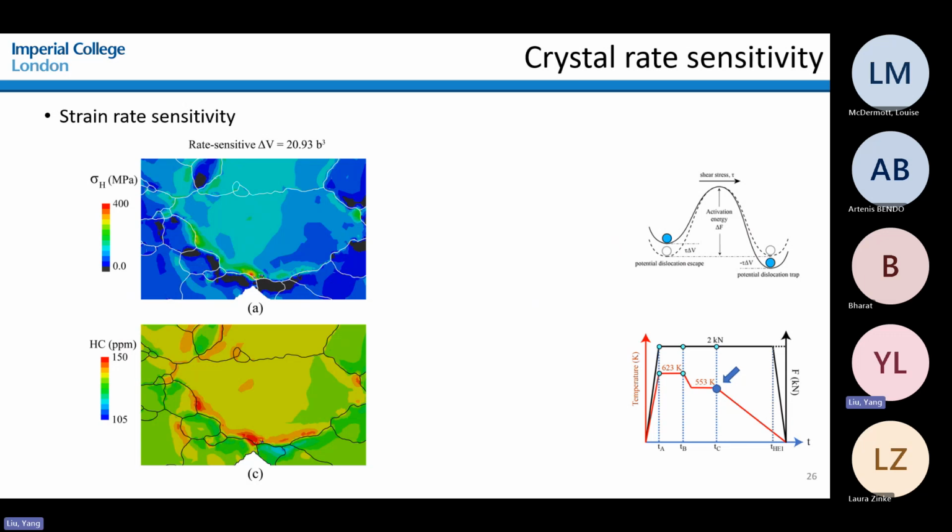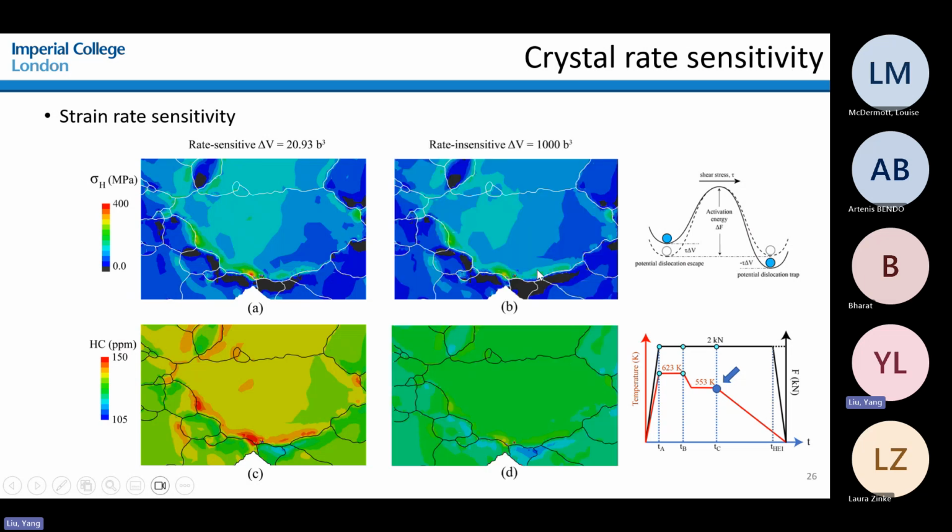And this is just to point out the strain rate sensitivity, which is an important factor here. If we incorporate the correct activation volume, which is rate sensitive, it's going to give you accurate responses on the hydrostatic stress, as well as the redistribution of the hydrogen concentration next to the grain boundaries. Whereas if it is rate insensitive, the hydrogen distribution is much more homogeneous, with little redistribution near the grain boundaries.